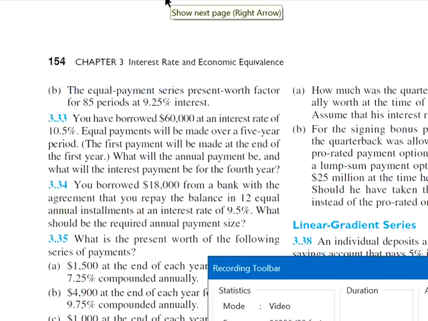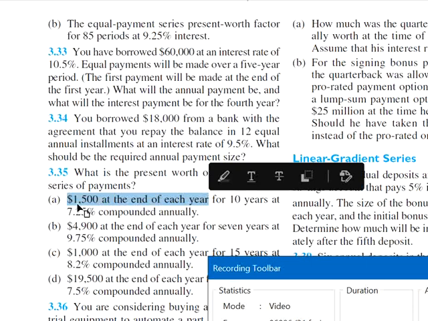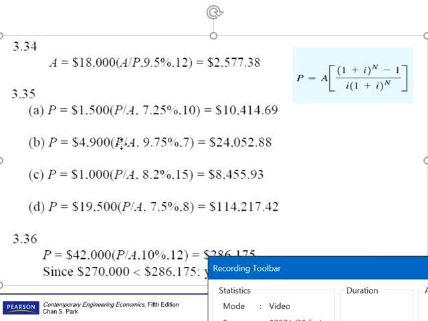But if you look at the question which we are solving now, what is the present worth for the following series of payments? It means this one is A at the end of each year. So A is 1,500, and what is the P? A is given for 10 years, so the rest is easy, you need to understand. So 3.5, P equals part A, B, C, D, or all the same.